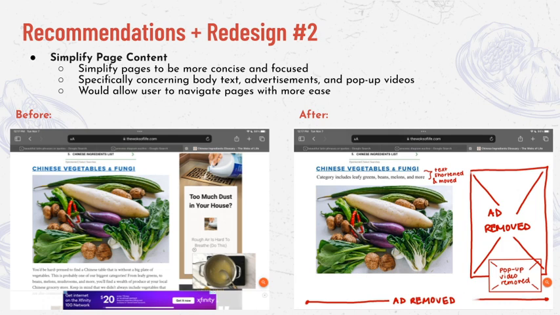We believe this would allow the user to navigate pages with much more ease. Below, we included a before and after screenshot of the ingredients glossary page. Essentially, the changes we propose are to remove the ad, remove the pop-up video, and also we took a large body of text that wasn't necessary and shortened it to include only necessary information.